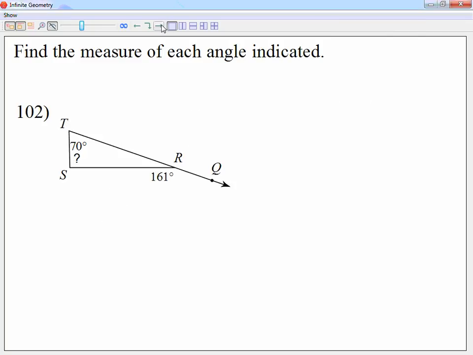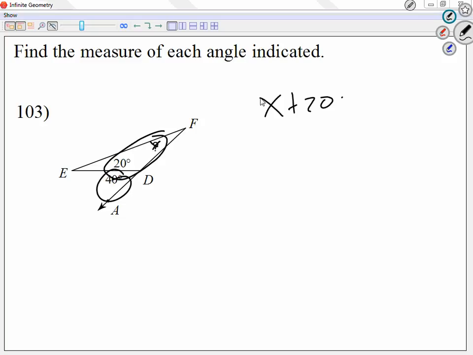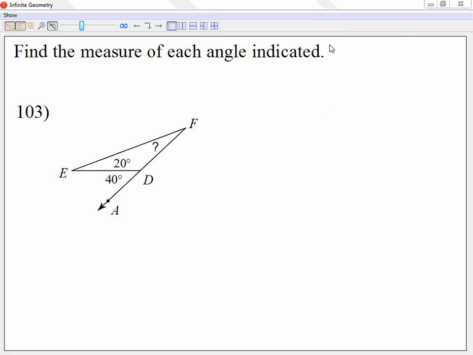103. All right, looking at 103, the two angles on the inside are x and 20, and I'm going to call that x. The angle on the outside is 40. So I'm going to go x plus 20 is equal to 40. Remember, you always add the two on the inside and it equals the one on the outside. Any other questions up until 104?